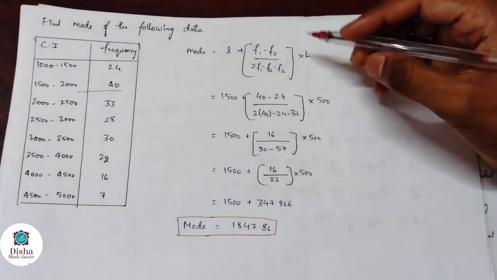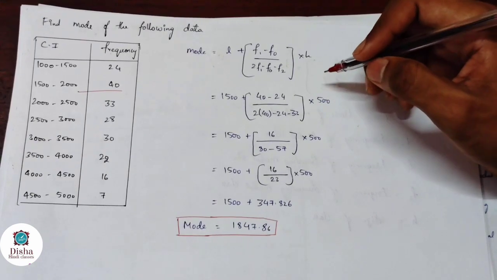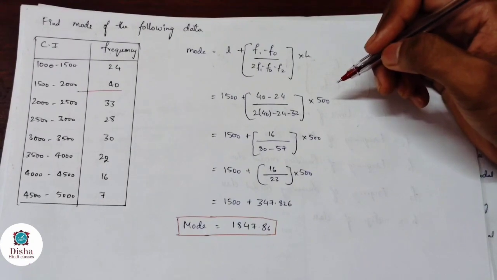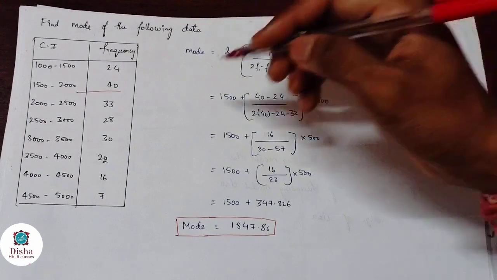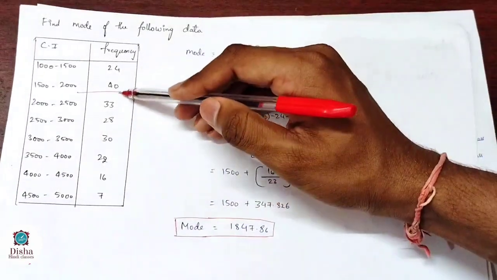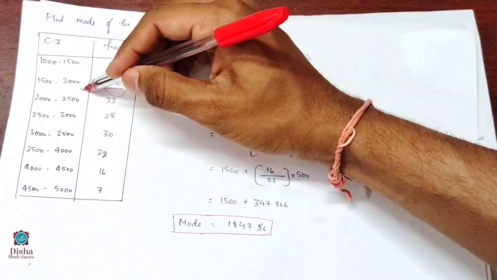Here the most important task is to find the modal class. Mode is the observation which is most repeated in the given set of observations. Here the frequency of observations is given, and the most repeated one is 40. So this 40 becomes our modal class. This whole row will become our modal class.